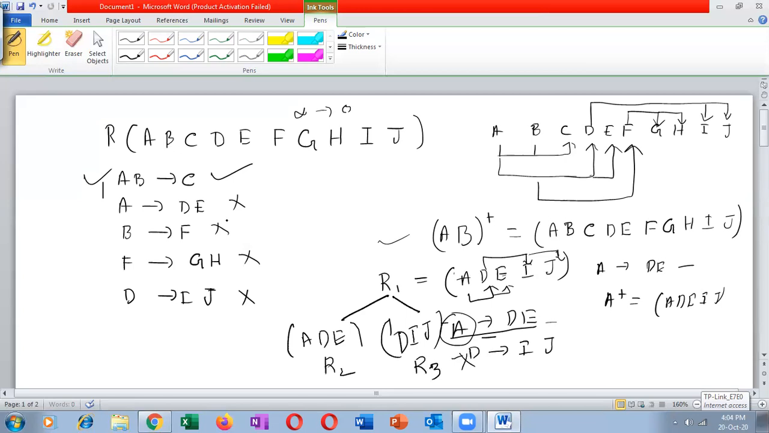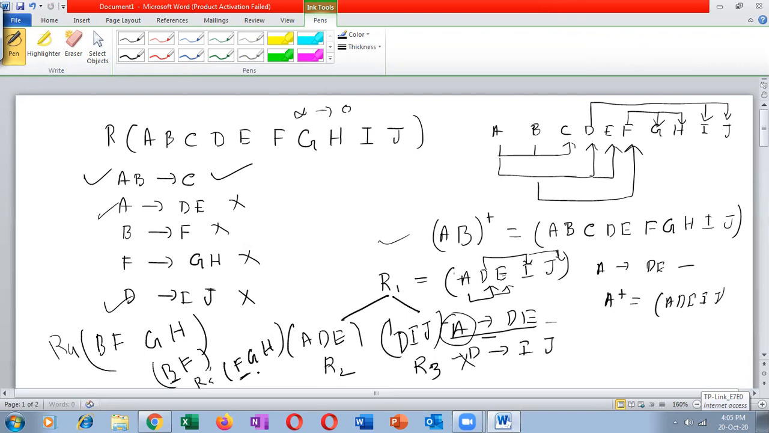So up to this point it is done, right? A to DE is done, D to IJ is also handled. Now next, which is causing a problem? B to F. So keep BF together. And again F to GH is there, so I have to keep GH also with it. Suppose this is R4. Now it will be decomposed into BF and FGH, where F is the key. So it is R5, R6.